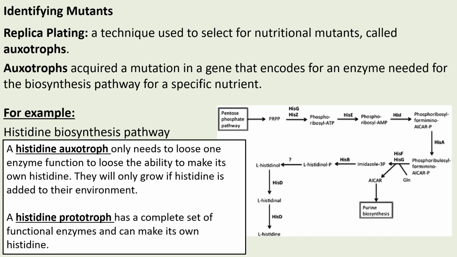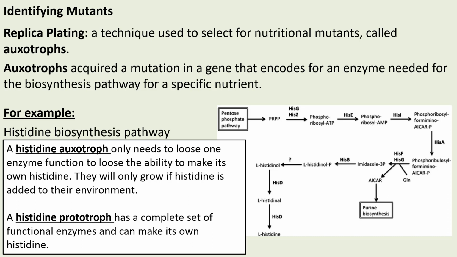So the first one is replica plating. This is a widely used technique that helps a microbiologist identify bacteria that have a unique nutritional need, meaning that these bacteria will only grow if this need is met. These bacteria are called auxotrophs. An example of an auxotroph is a bacteria that cannot make the amino acid histidine.